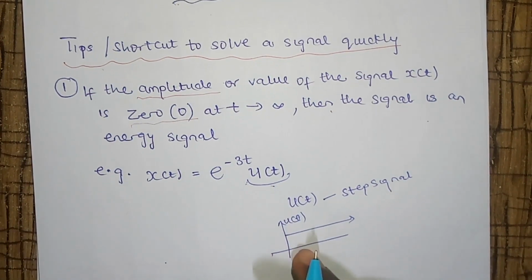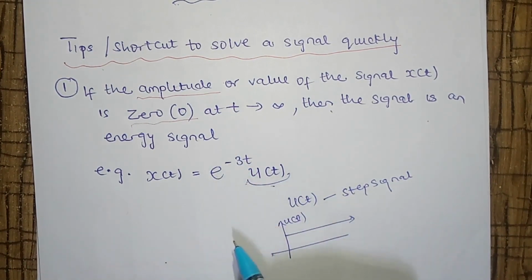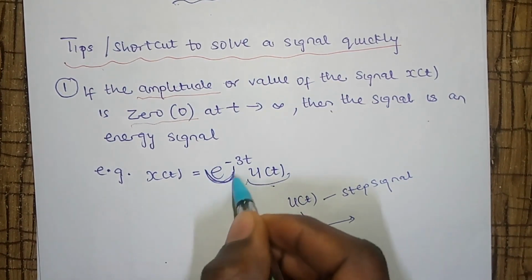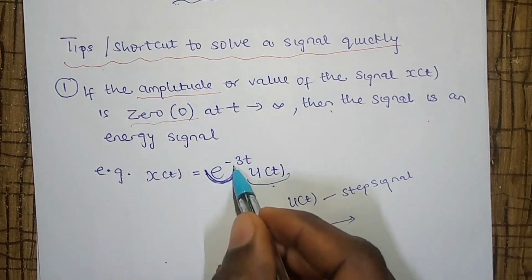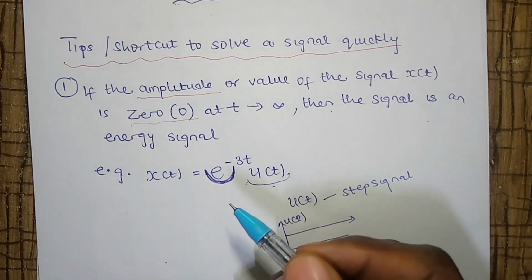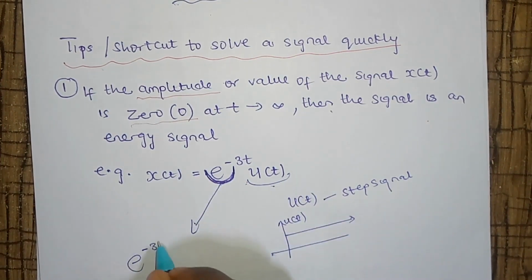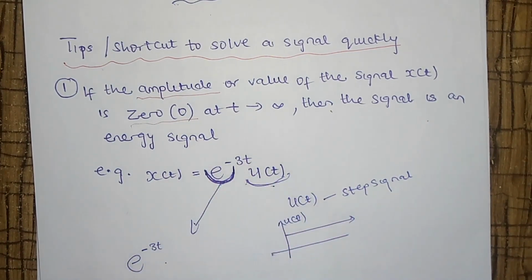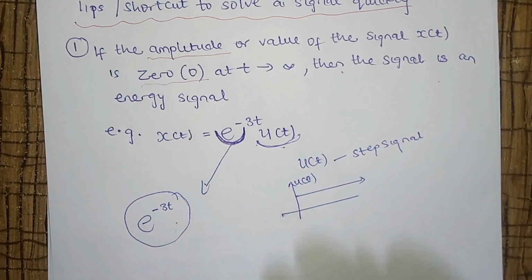So this signal is u of t, and e to the negative 3t, you know this is exponential. So this is the magnitude, the amplitude of the signal. If this is the amplitude or the value of the signal, then we take it out and leave the step function alone, and we take this first part only. And we take the limit as t tends to infinity.